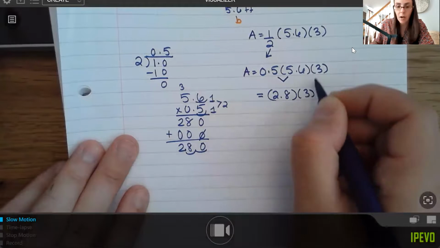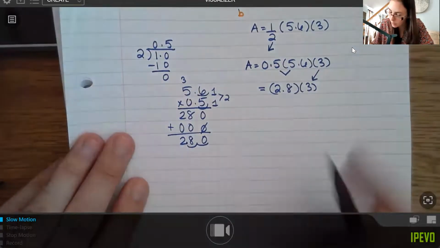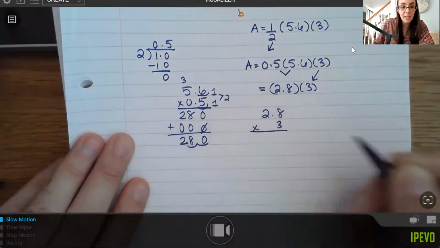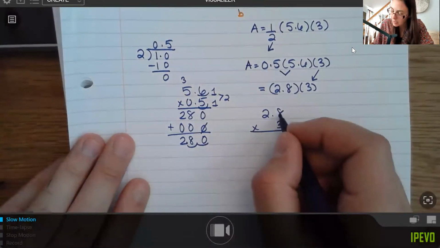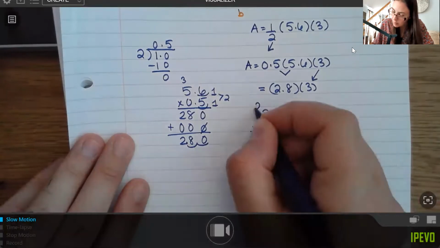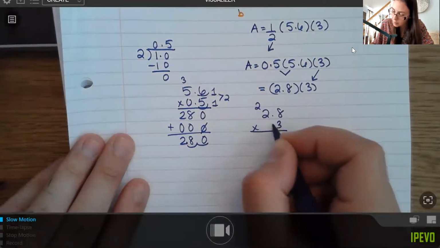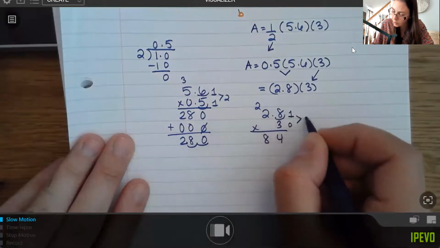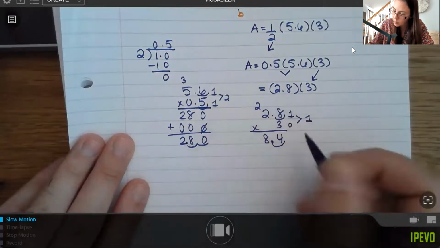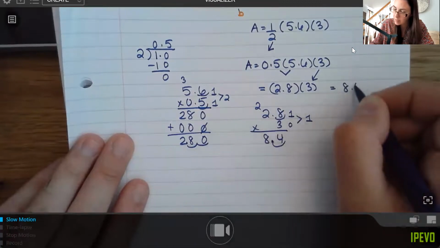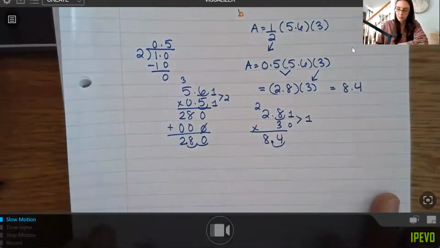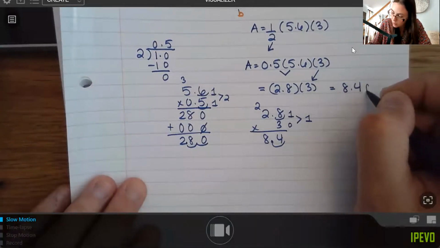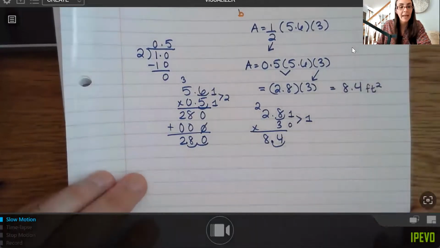Now don't forget the 3, also times 3. So now I do it again, 2.8 times 3. Lining up my digits for multiplication. 8 times 4 is 24. 3 times 2 is 6, plus 2 is 8. And again, I have 1 decimal place here and 0 here. So I have 1 altogether. So it's going to be 8.4, or 8 4/10. Now this was in feet. So this is going to be square feet, or feet squared, for my answer.